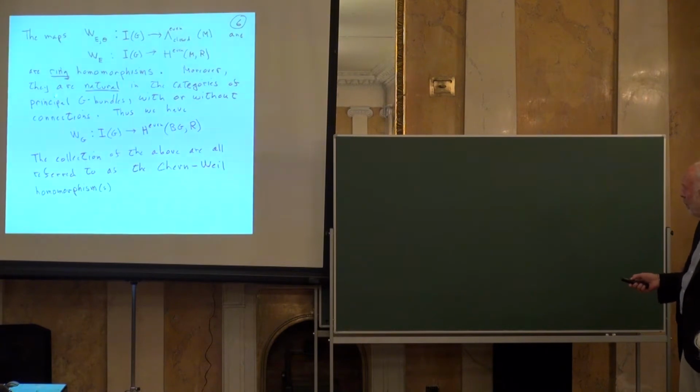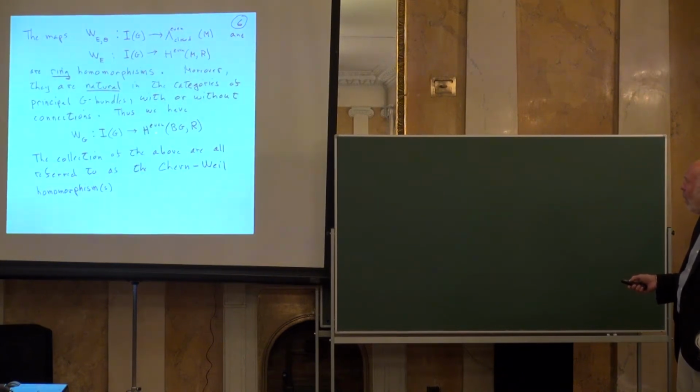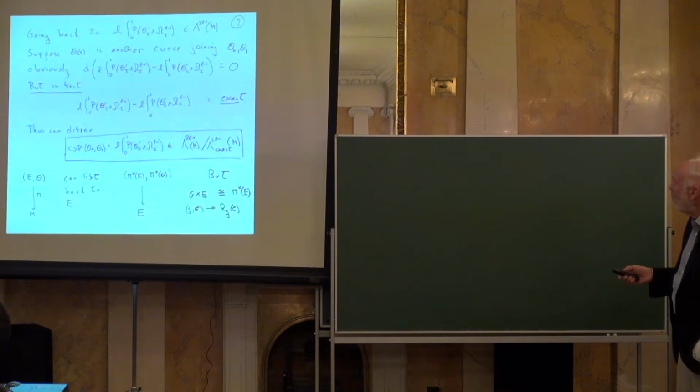So what you really have is a map from the invariant polynomials into the even real cohomology of the classifying space of G, BG. And the collection of all of this stuff is referred to as the Chern-Weil homomorphisms. It was great work, and that was done very shortly after Chern had his monumental proof.